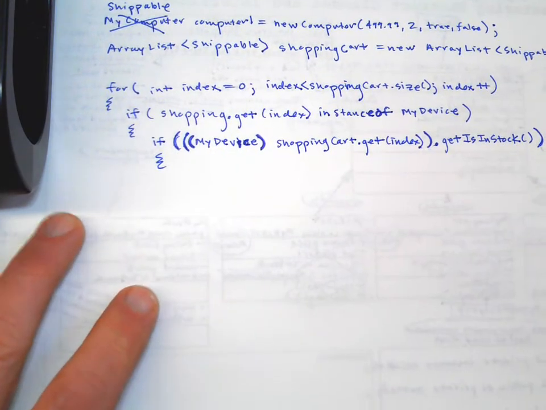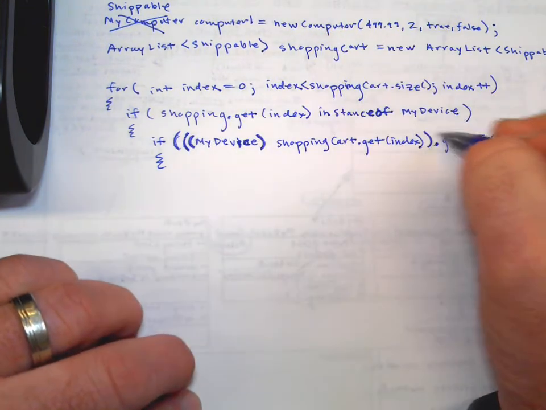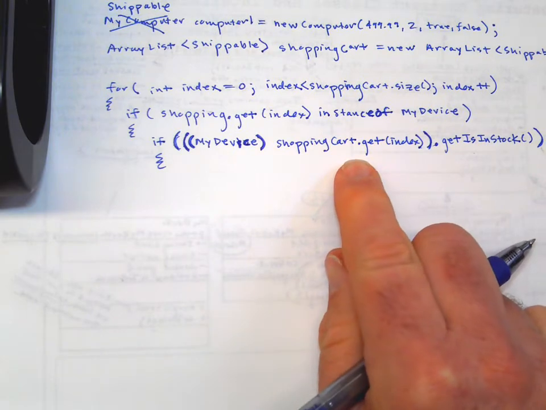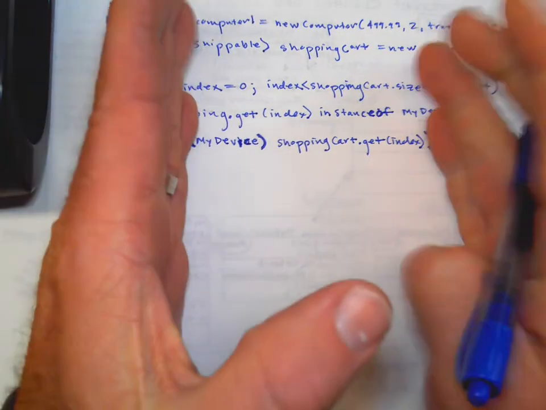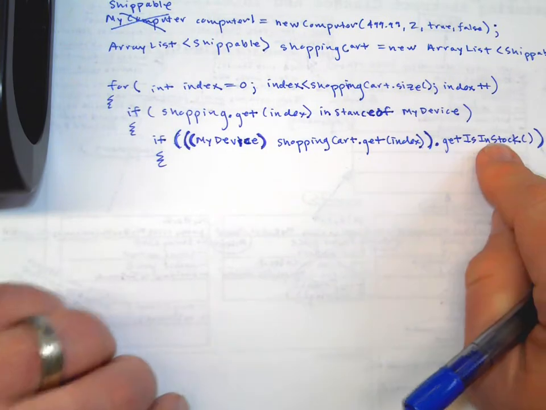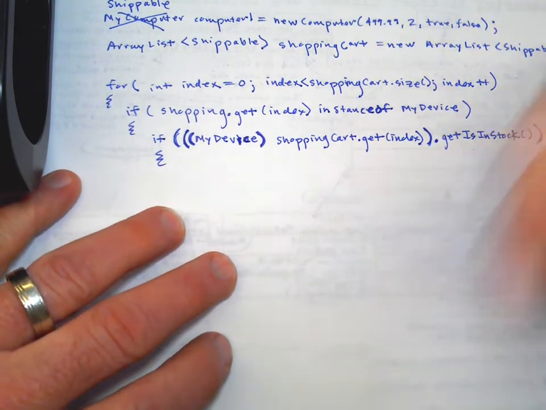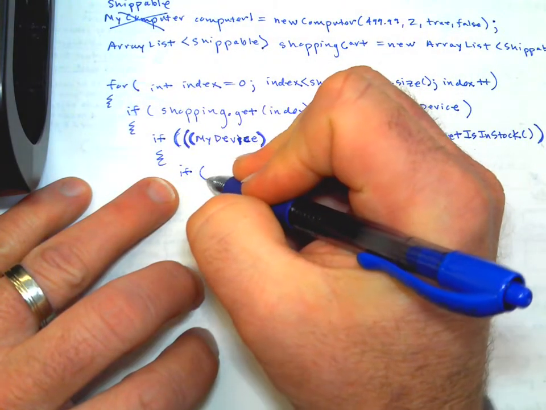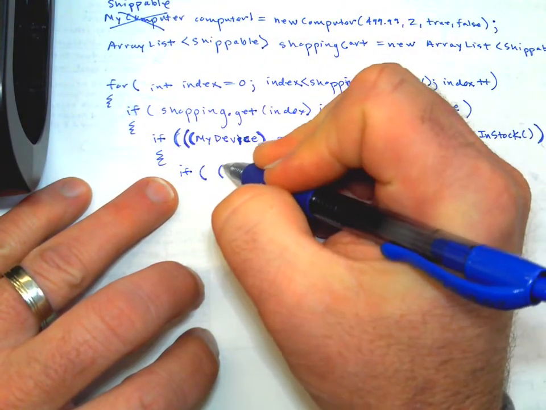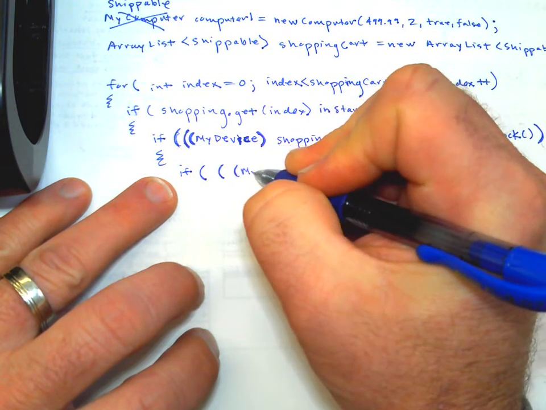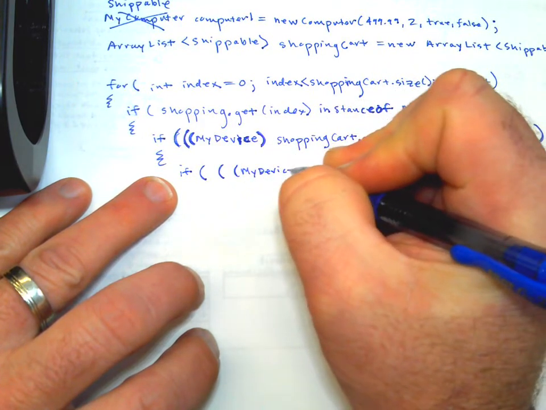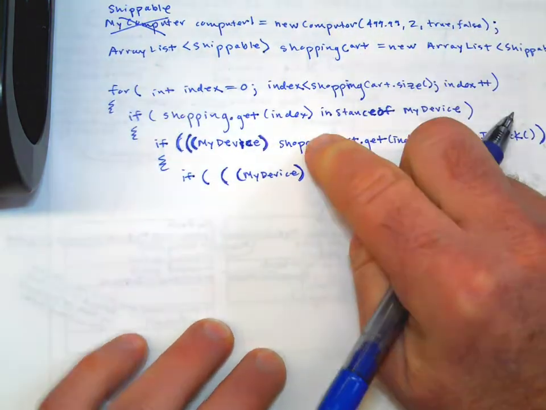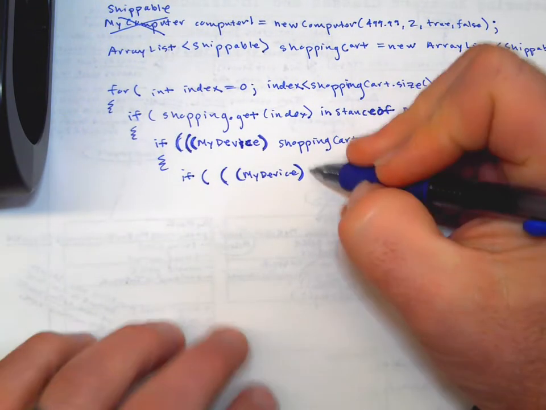You've got to put parentheses around this, because otherwise what Java does is it's going to try to run get is in stock on the object, which it still doesn't recognize. But if we cast it first to a my device, then this will work correctly. But then we've got to check the price, right? We've got to do the same thing. We have to cast it. Okay, if and then extra parentheses, and then these parentheses are around what you're going to cast it to, my device, and that's what we've always done before. These parentheses make sure that you do it before you run the method on it.